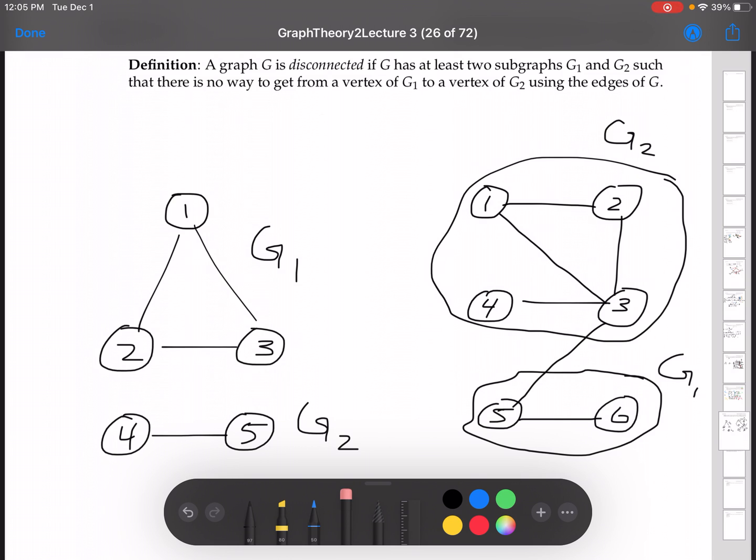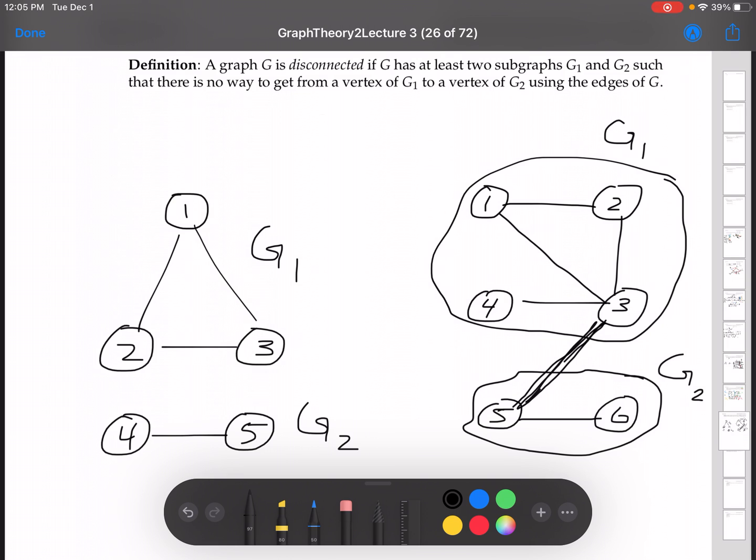I guess maybe you'd like G1 to be the one on top. That's fine. We can relabel it 1 and 2. Right? There is a way, right? You can always drive through this part here, right? That allows you to get from one subgraph to the other.